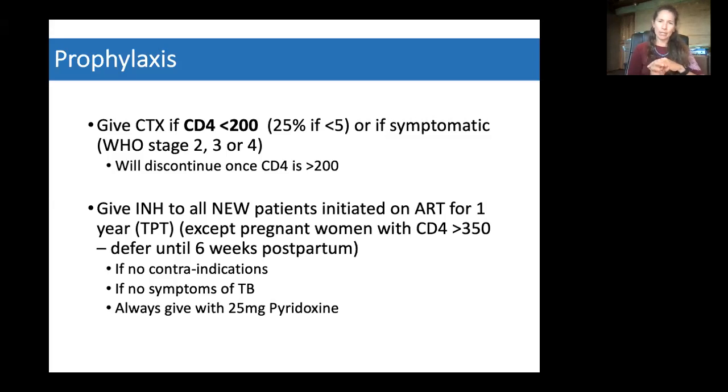The only exception here, and that is more in the PMTCT presentation as well, is our pregnant women. So in pregnant women where there's a CD4 over 350, we don't like to use IPT in pregnancy, and you're going to defer until 6 weeks postpartum. And remember, the IPT always comes with pyridoxine.